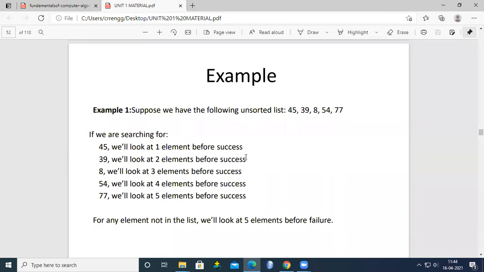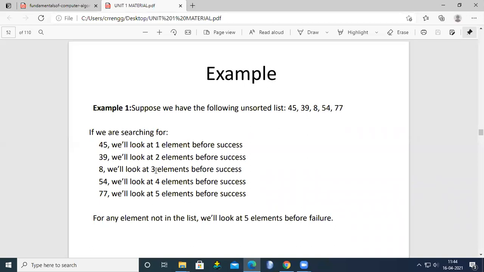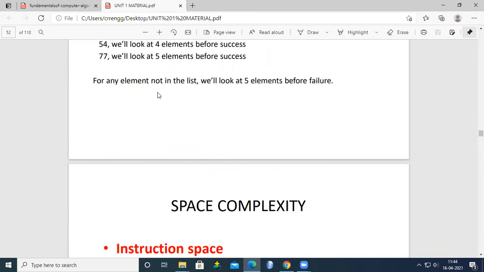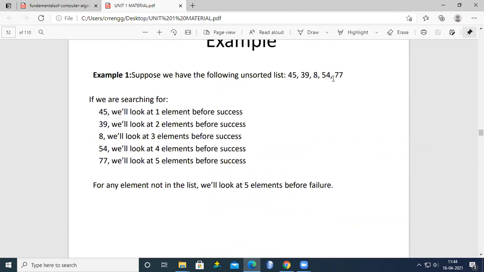Two elements before success. Now 8. We will look at three elements before success, since 8 is the third element. In the same way, 54 and 77 are placed at the 4th and 5th positions. For any element not in the list, we will look at 5 elements before failure. That means we need to do 5 comparisons to find the element. That is very important.